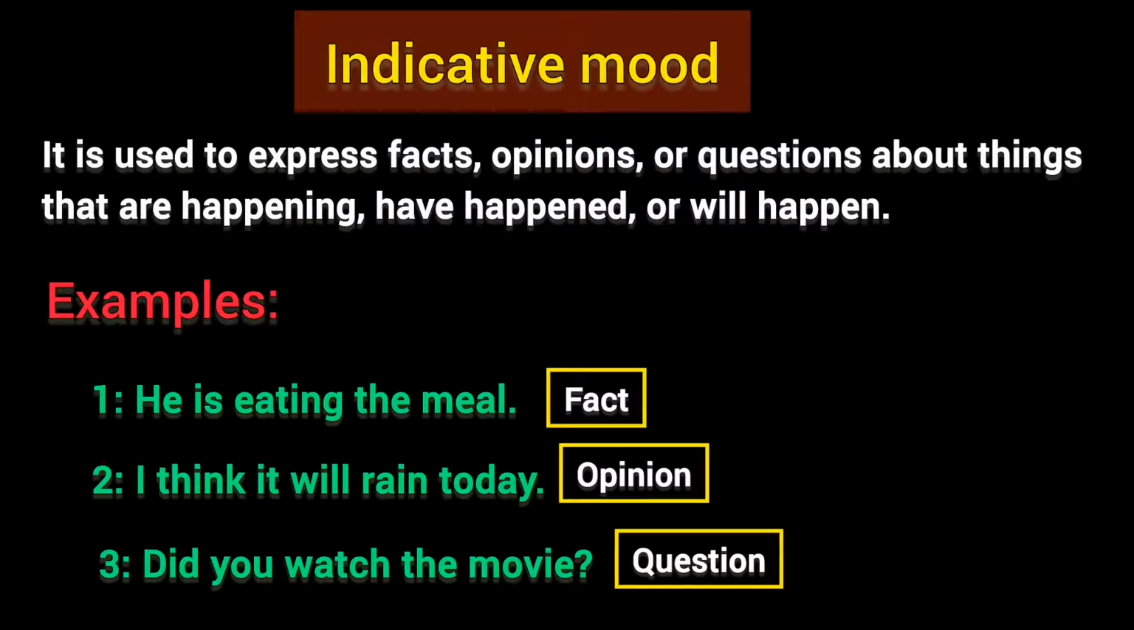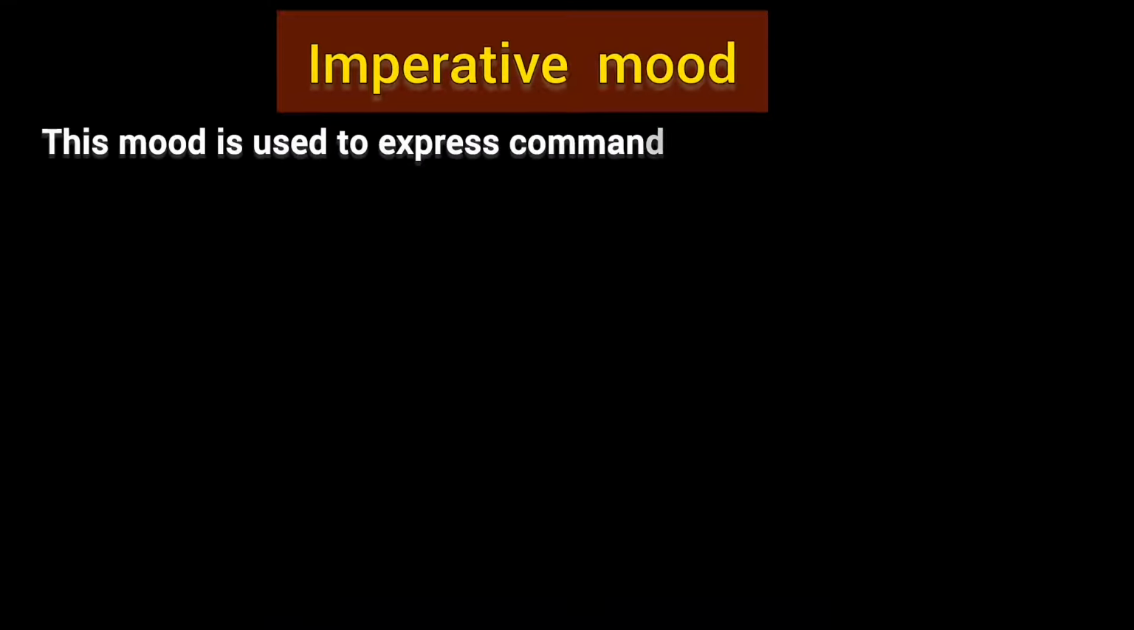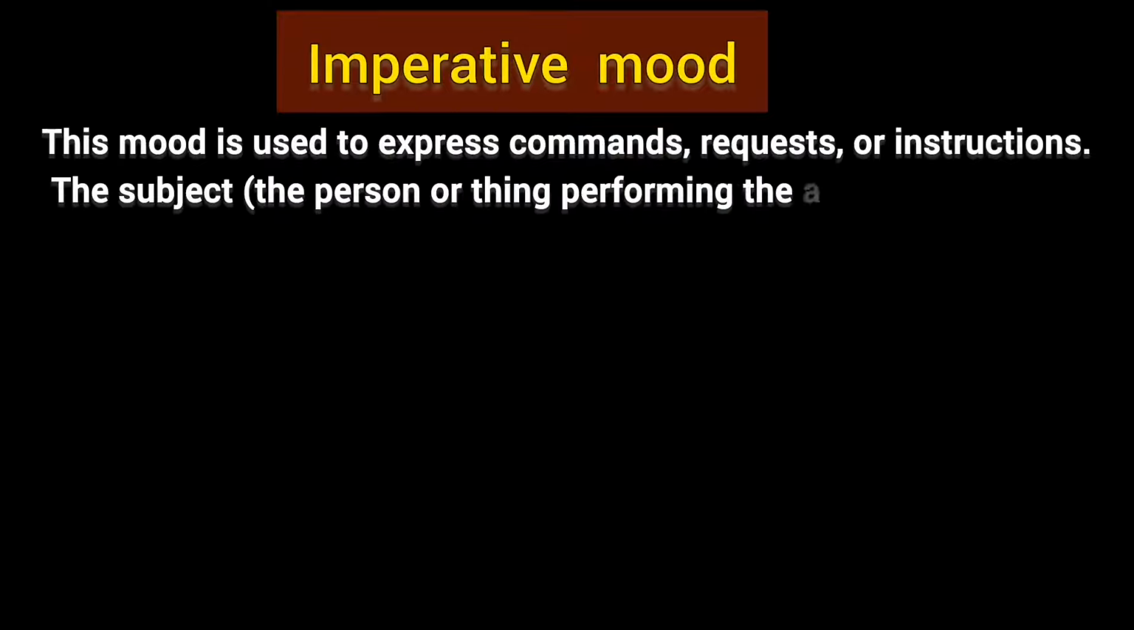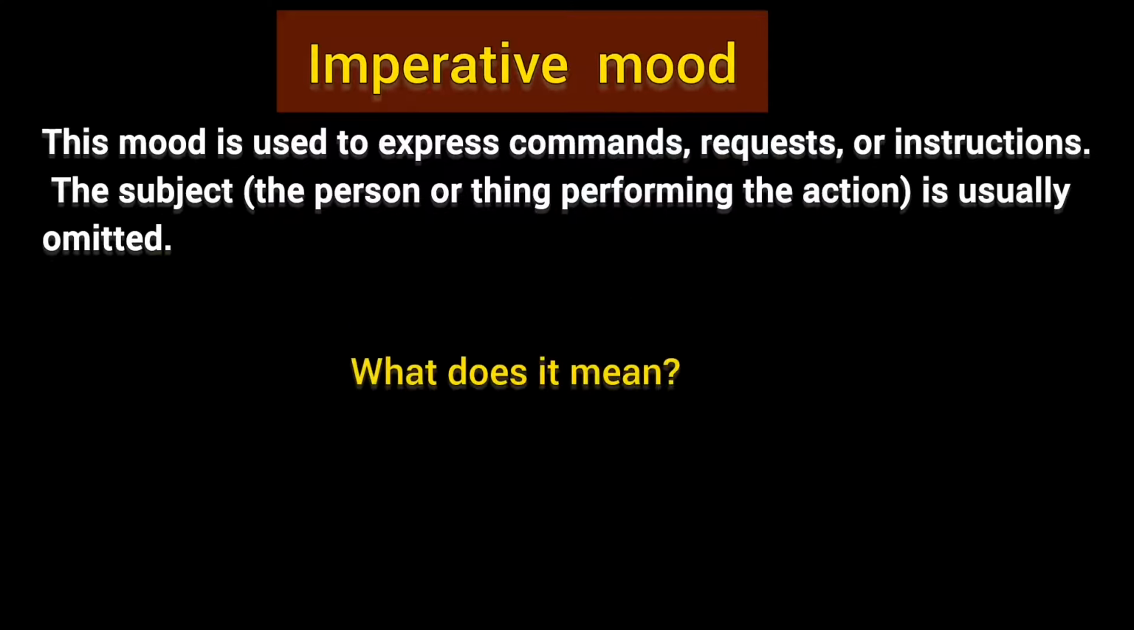As you have understood indicative mood, let's learn imperative mood. This mood is used to express commands, requests, or instructions. The subject, the person or thing performing the action, is usually omitted. What does it mean? Simply, it is another mood of a verb which expresses a request, command, or instruction. The next important point is, this sentence usually does not have a mentioned subject. In other words, the imperative sentence does not mention a subject and it directly starts with a verb.